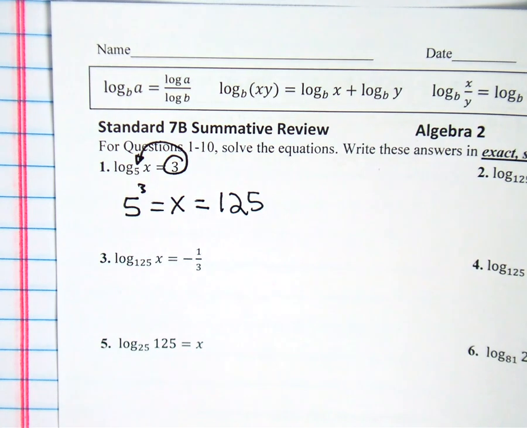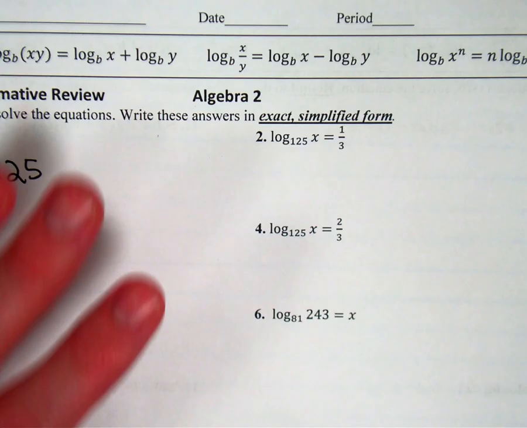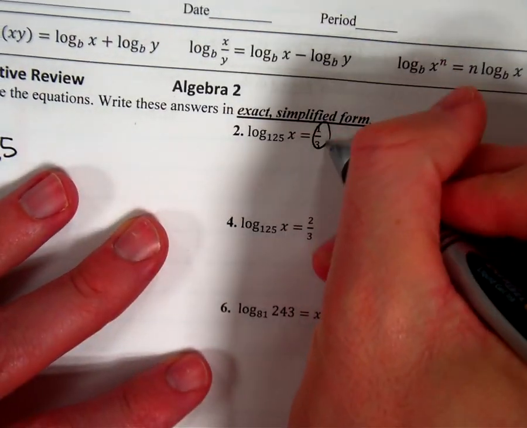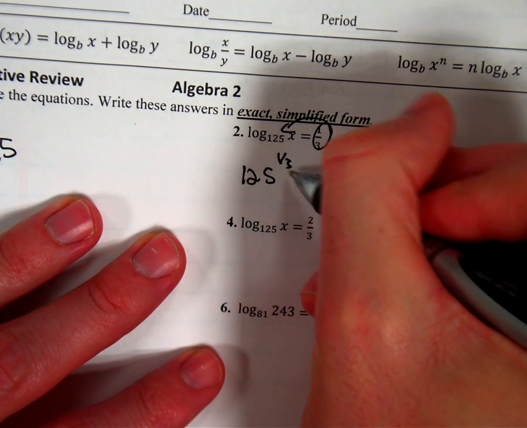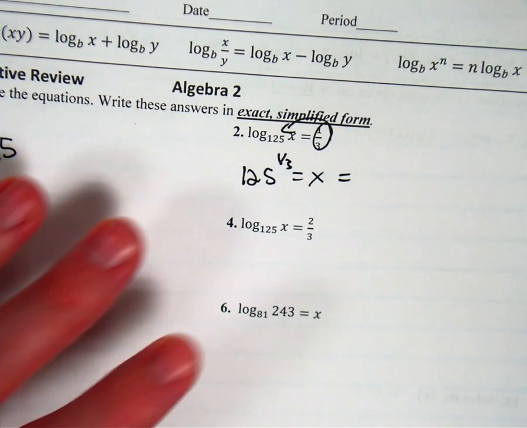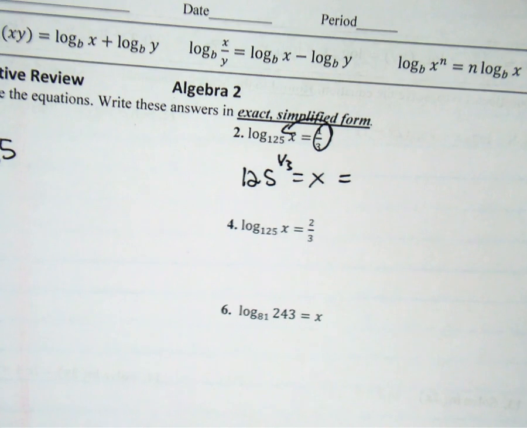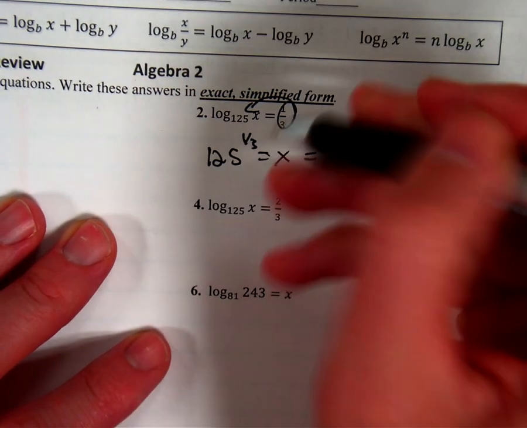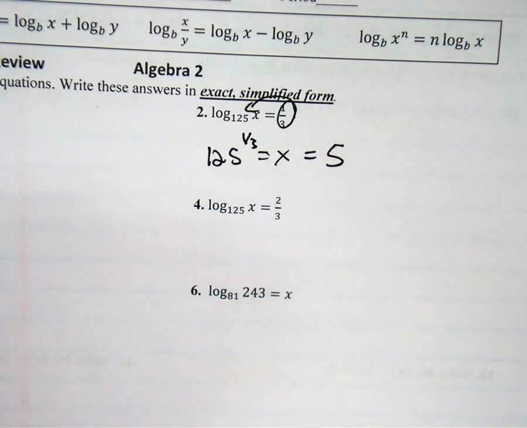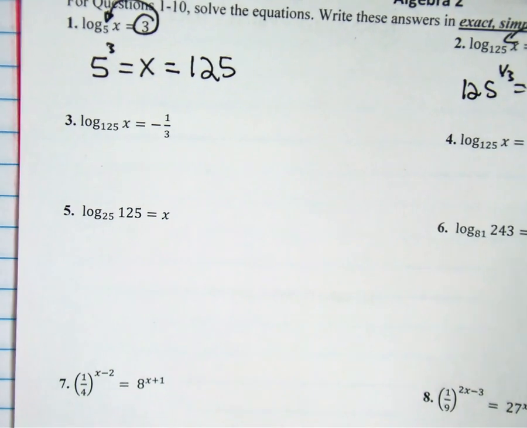I'm actually going to slide over and do number 2, even though we usually leave you all the evens. Same deal. 125 to the 1/3 power equals x. So the 1/3 power is like the cube root. We just did the cube, so hopefully we can see the pattern there. This is going down smaller to be 5.